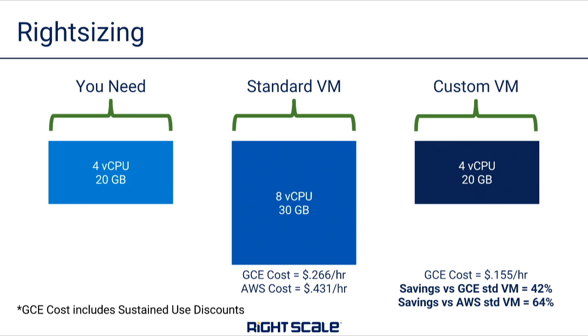So here's another example. Let's say you needed 4 CPUs and 20 gigs in a machine size. With standard predefined VMs on both AWS and Google, you'd have to get an 8 CPU and 30 gigabyte, and you can see what the pricing is there. And I think that Google pricing is updated for the announcements this week. But if you're able to dial in a custom VM in this example, you save even more. You're able to save 42% over the standard predefined size on Google and 64% over the standard predefined size on AWS. So that's a quick tour of these three approaches to savings.